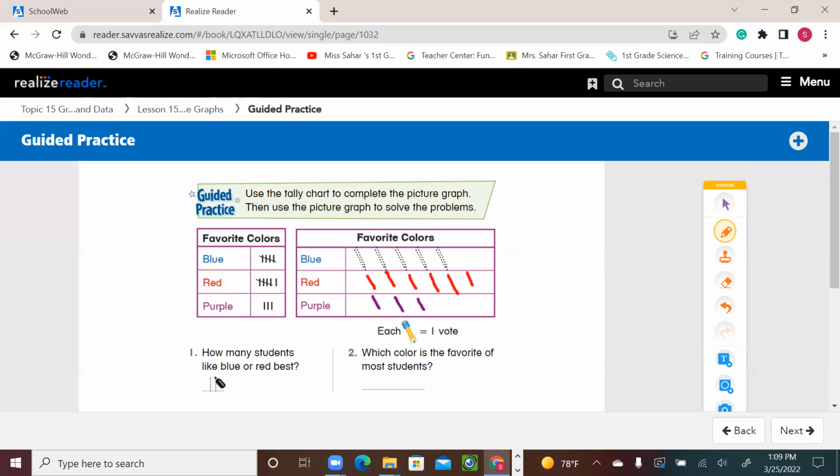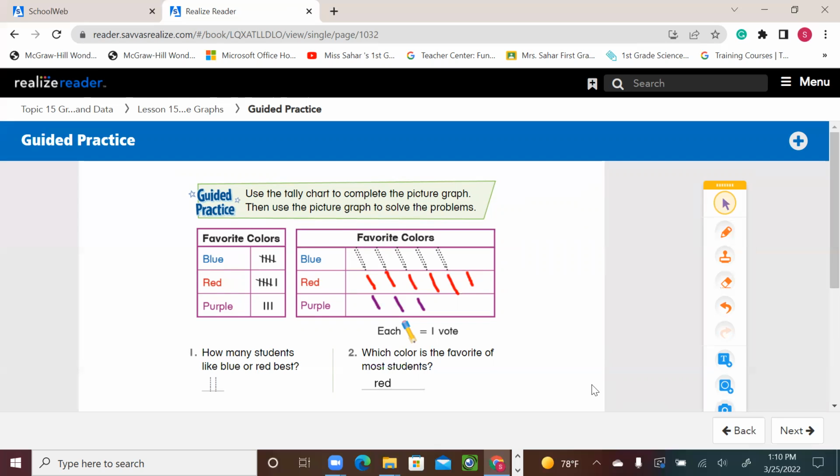Number 1, how many students like blue or red best? So let's see, blue or red. I have 5 and I have 6. 5 plus 6 equals 11. All right. Question number 2, what color is the favorite of the most students? So that means the color that gets more votes than any other. So I can tell that red was the favorite and got the most votes compared with the rest of the colors. So I'm going to write the color red and put it down here.